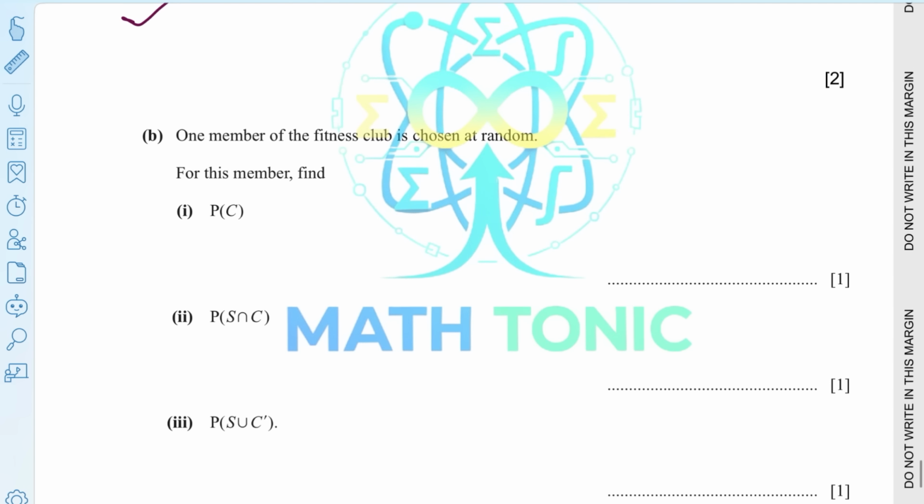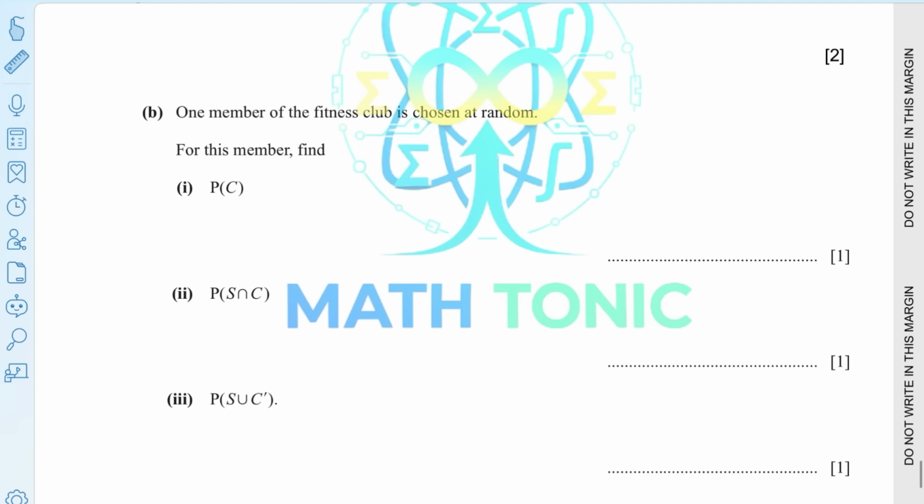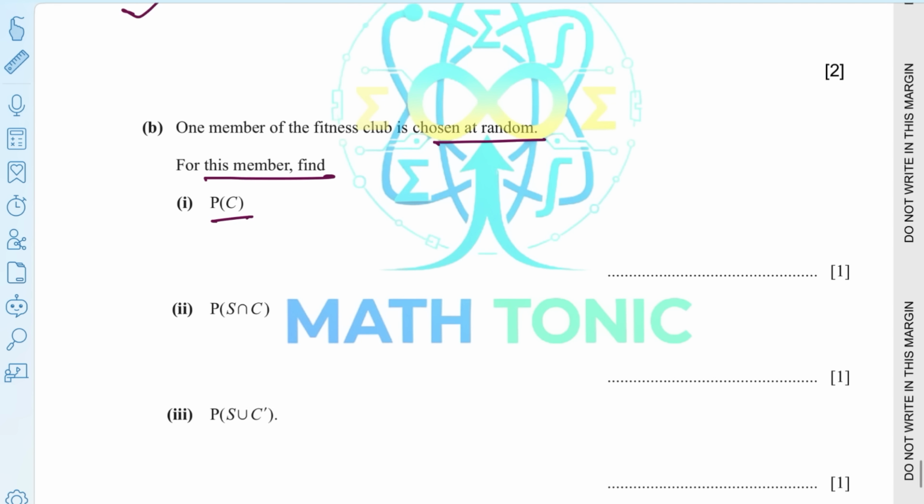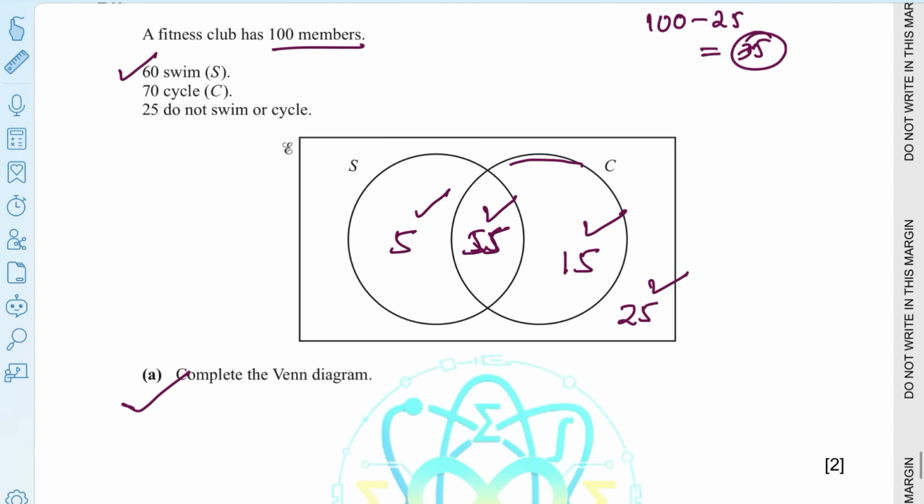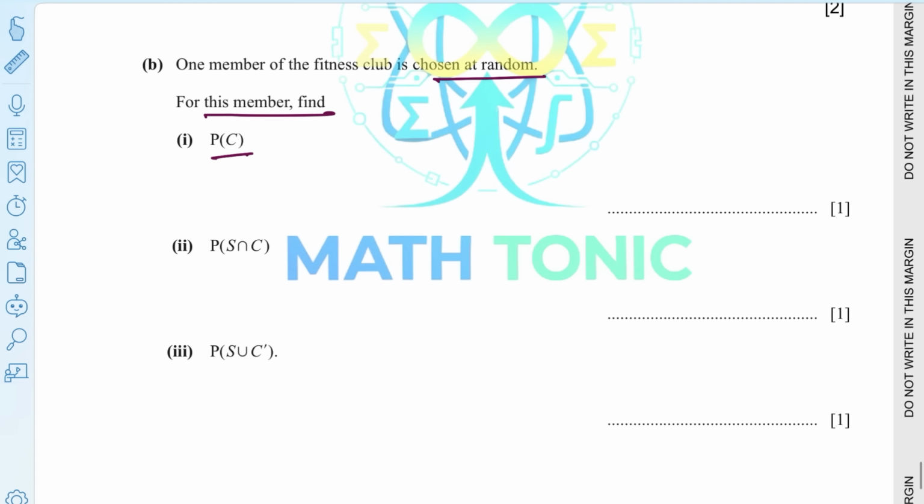Now, one member of the fitness club is chosen at random. So for this member, find the probability. See how many members we have in this, because you are choosing one member from here. So 55 plus 15 will be 70, right? So 70 out of 100, because probability, right?